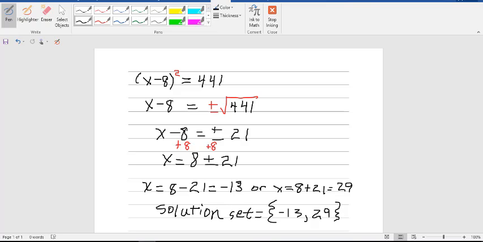And it's certainly a lot easier to solve the equation this way as opposed to squaring out the expression x minus 8, combining like terms, getting this in standard form by subtracting 441 from both sides, and then either solving by factoring, which won't always be possible, or by completing the square, or by the quadratic formula. So it's definitely easier to use the square root property in this case.